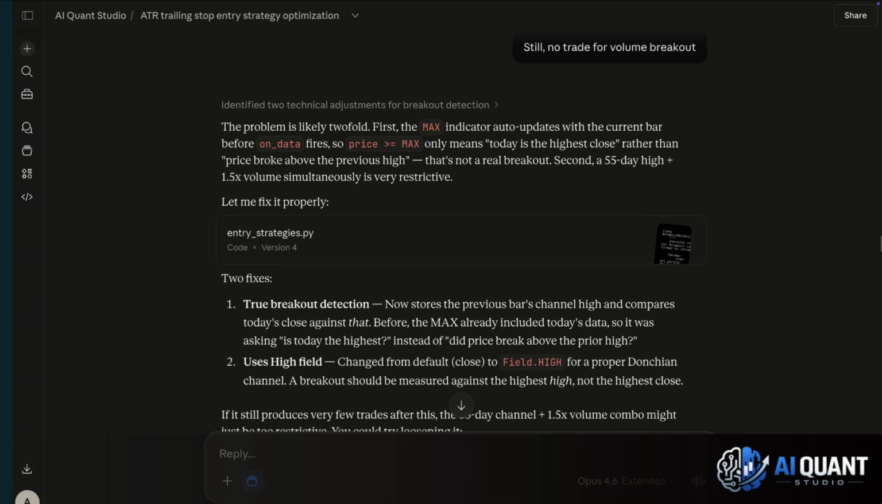I also had to fix the volume breakout strategy. It produced 0 trades, which meant something was wrong in the code. When something looks off, push back on AI. I told Claude the strategy produced nothing. And after a couple of rounds of back and forth, Claude found the bug. It was using the wrong indicator for the channel calculation.